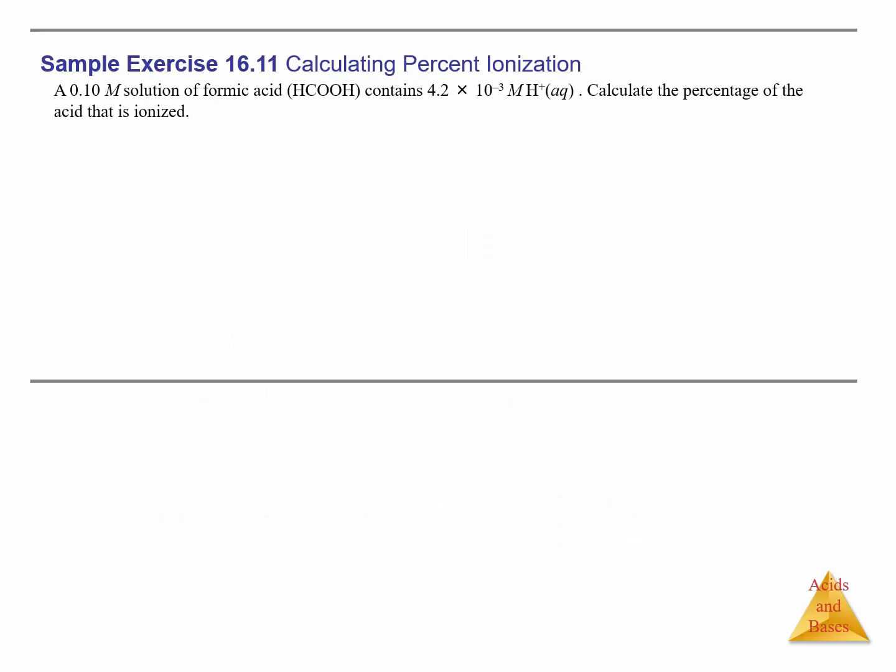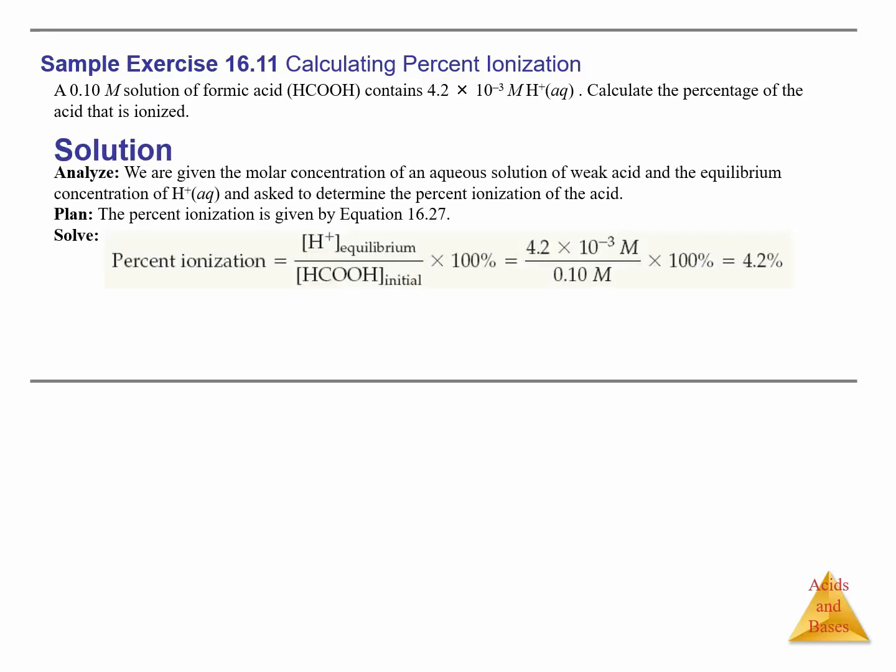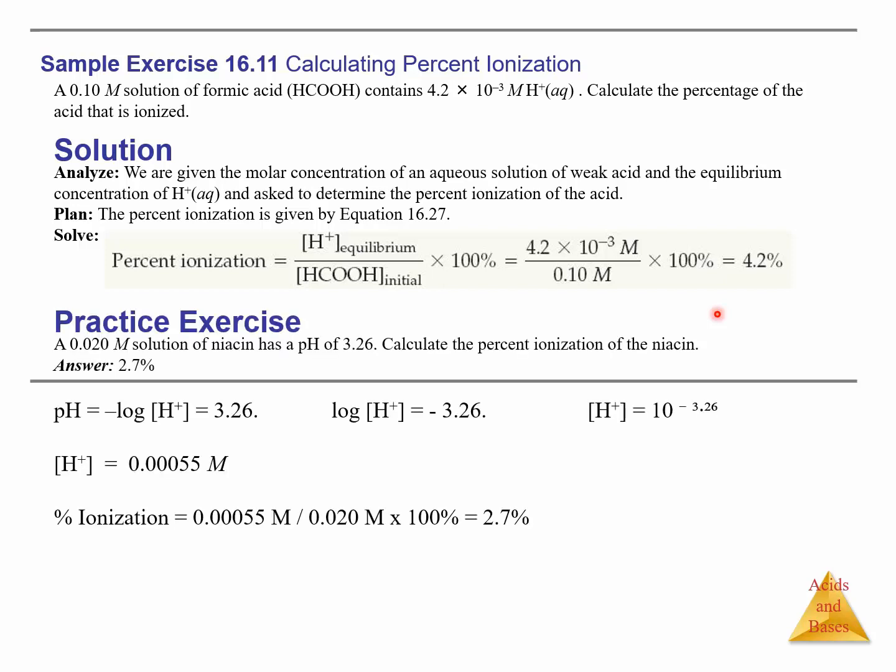Now, calculating percent ionization again: a 0.1 molar solution of formic acid contains 4.2 times 10 to the minus 3 molar H+. Calculate the percentage of the acid that is ionized. Again, we have this. All these are known, times 100, it's 4.2%. Now again, practice exercise.